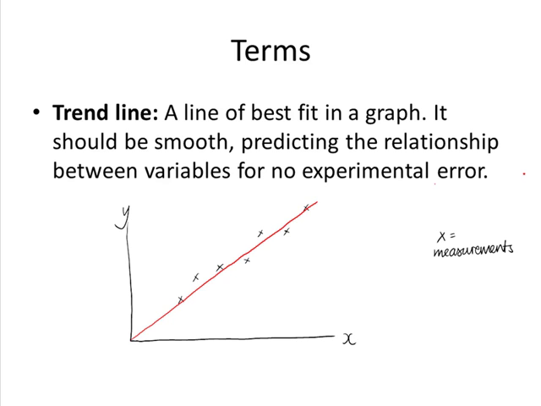The trend line predicts the relationship between the variables if there were no experimental error. There will, of course, always be experimental error. That's why you can't go dot to dot, because then you are claiming that that variation from the smooth trend line is real, not just an accident of the experimental error.